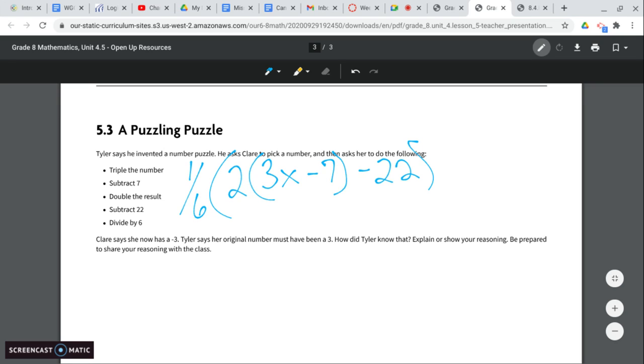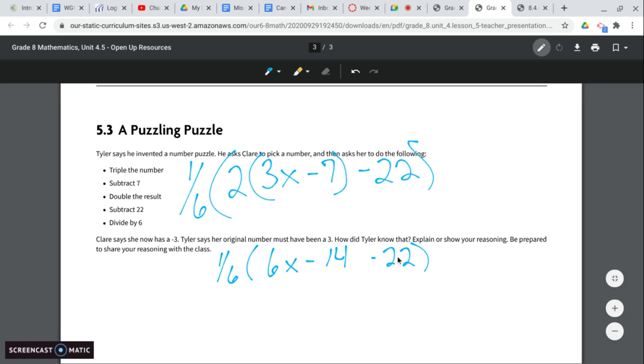Be prepared to share. So, obviously there's a lot going on in this expression, but can we simplify it? Yes, of course we can. So, start from the inside. We start in the innermost parentheses. Is there anything we can simplify there? No, there's nothing. We can't add or subtract these. There's no multiplying to do in there. But we can take this 2 and multiply it to both of these. So we're going to have 1/6 times 6x minus 14 minus 22.